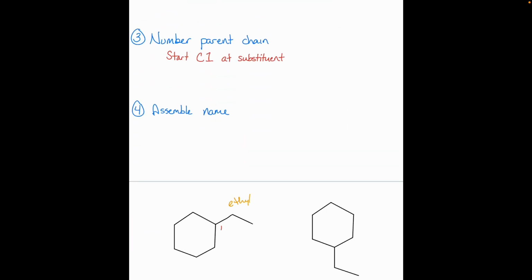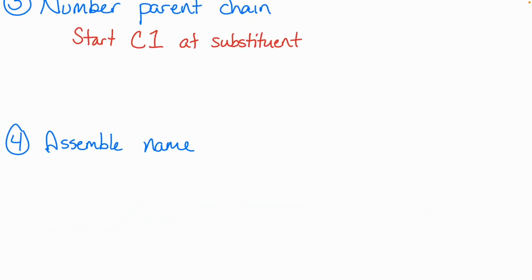So when we assemble our name for our mono substituted rings, we do not bother putting the locant.